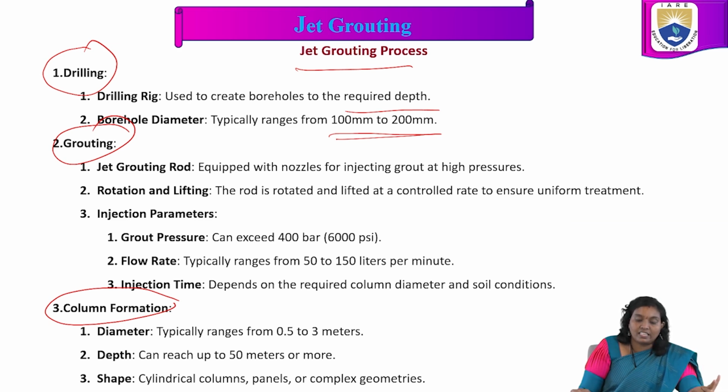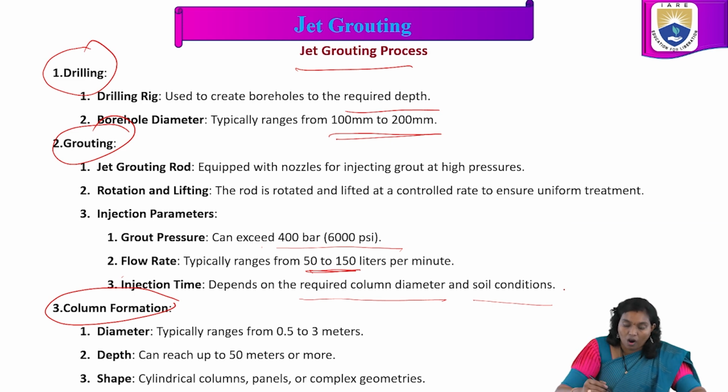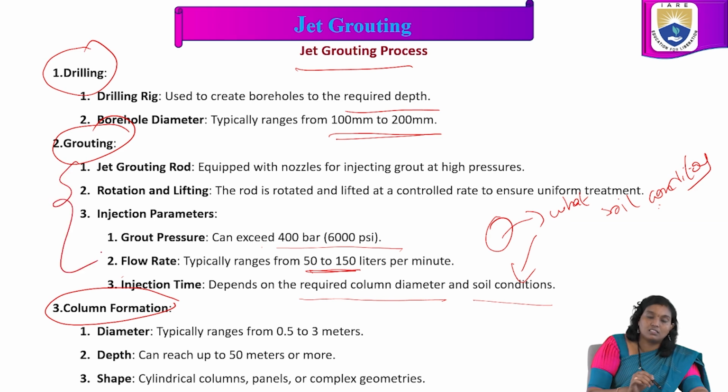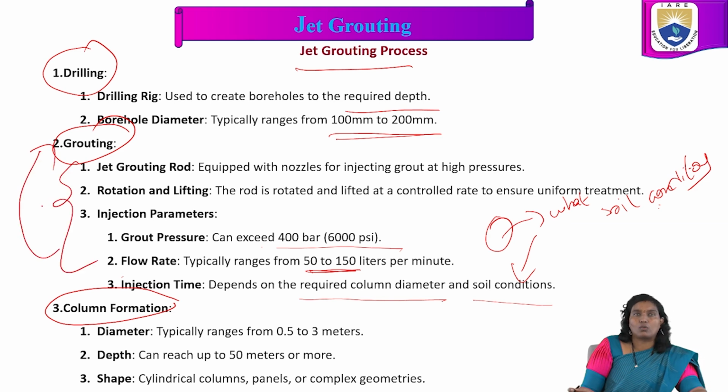Grout pressure can exceed 400 bar. Flow rate typically ranges from 50 to 150 liters per minute. Injection time depends upon the required column diameter and soil conditions, how much diameter is needed and what the soil conditions are. These are the dependent parameters for the injection time. So based on these injection parameters and the rotating and lifting of the jet grouting rod, we get the best grouting.